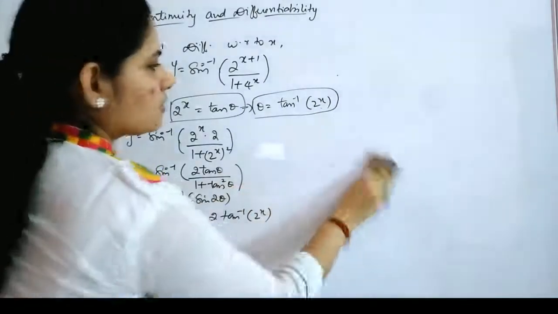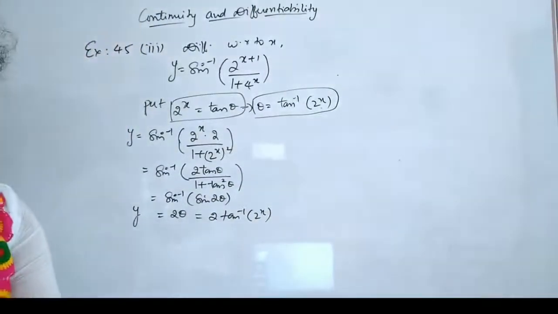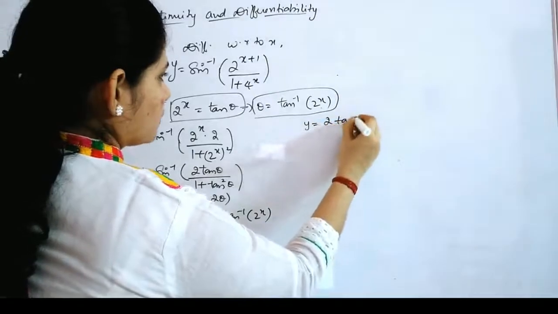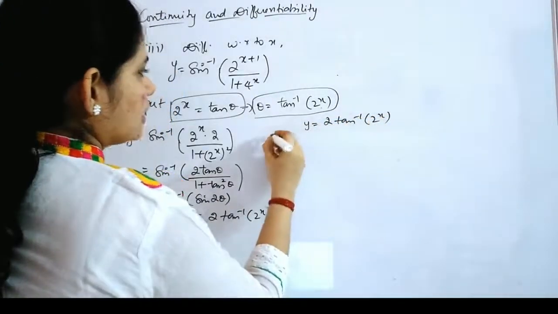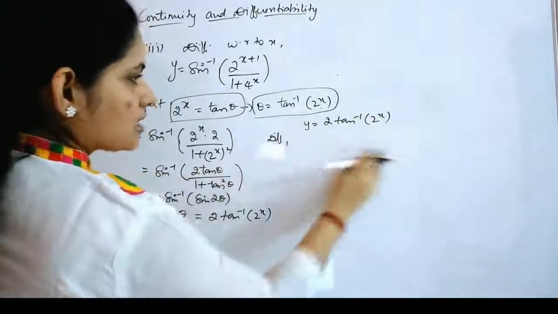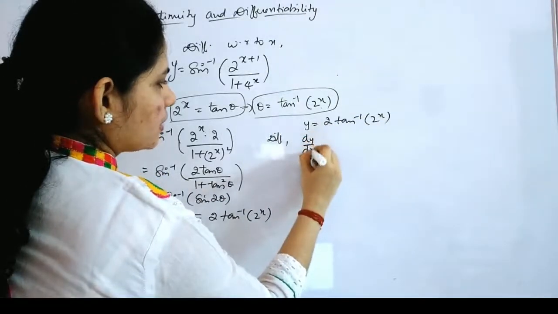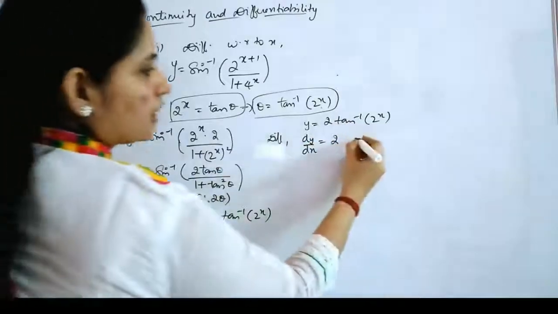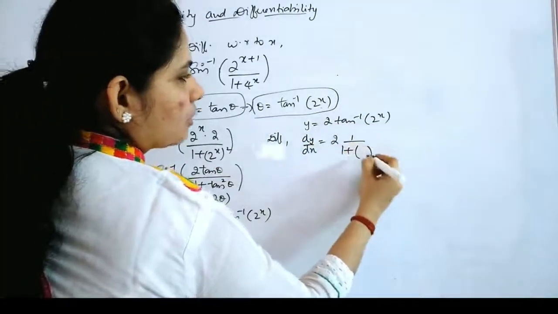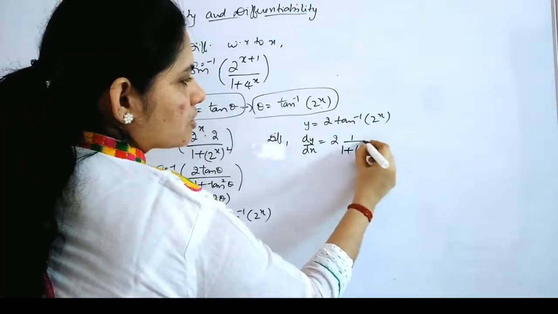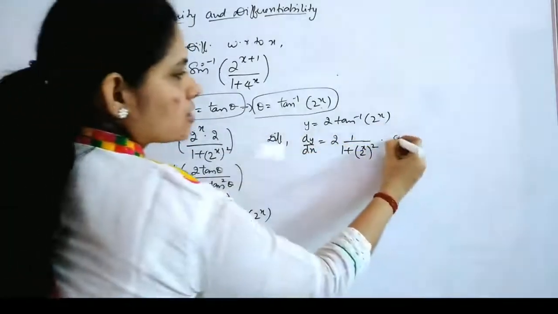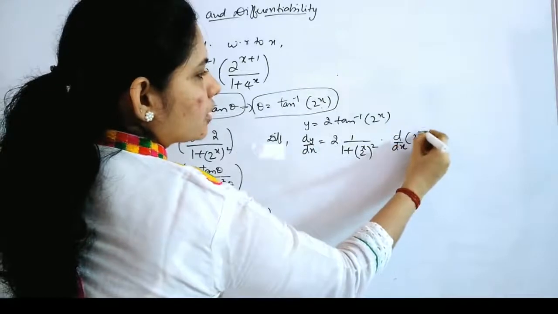Now differentiating, what will you get? y is equal to 2 tan inverse of 2 raised to x. Differentiating with respect to x, you get dy by dx is equal to 2, which is constant. Now the derivative of tan inverse of something is 1 by 1 plus that whole square. So it is 2 raised to x the whole square. But since it is not x, you have to write the derivative of 2 raised to x also, d by dx of 2 raised to x.